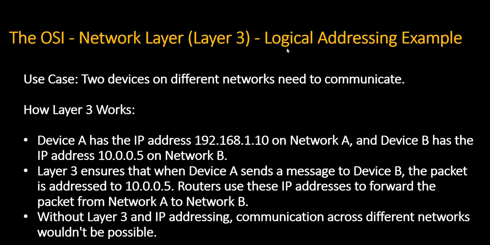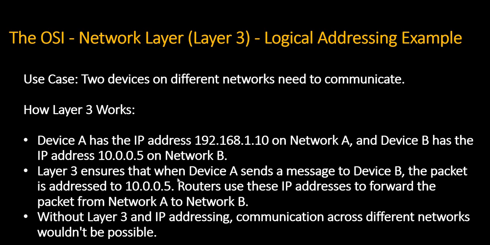Now the next example, I mentioned logical addressing. What is logical addressing? Two devices on different networks need to communicate. Device A has an IP address, for example this one, on network A. Device B has this IP address on network B. Network A is, say, my Wi-Fi. Network B is maybe your office Wi-Fi.